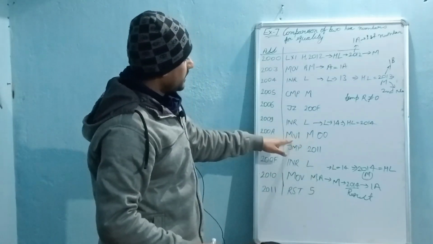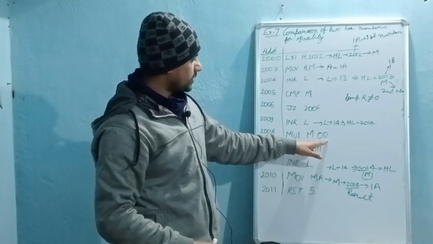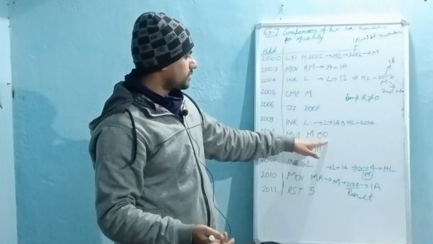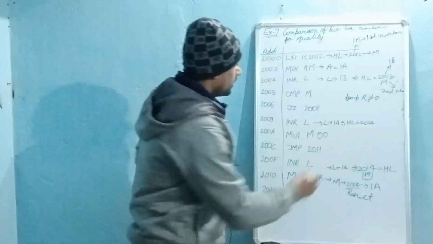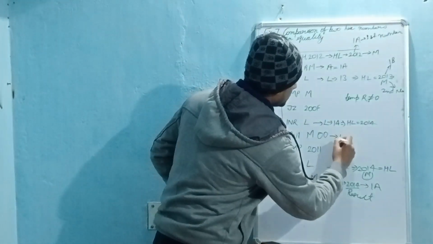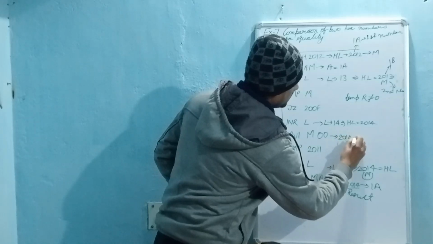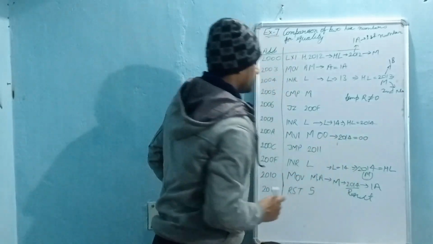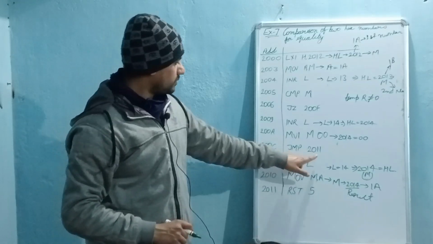Now here MVI M, 00 means we are moving, or loading, 00 to memory. Memory here means 2014. So by that we will get 2014 equals 00, we are moving. Okay, next instruction given, JMP, jump 2011.